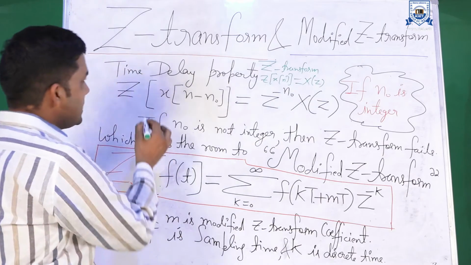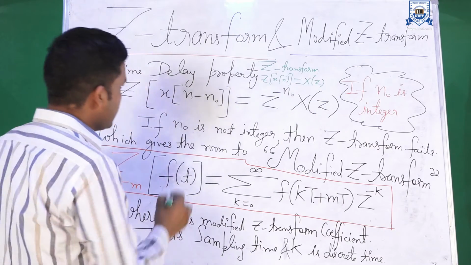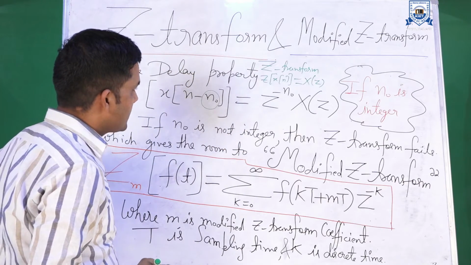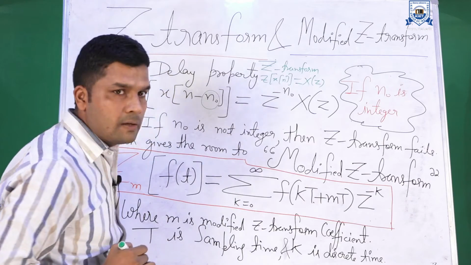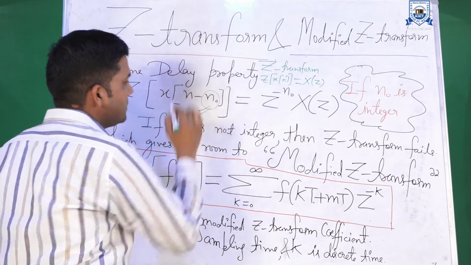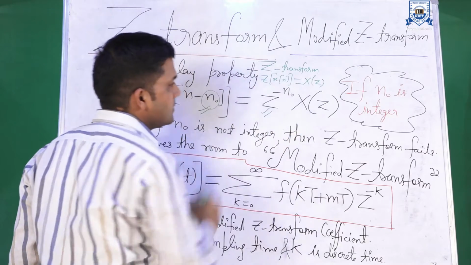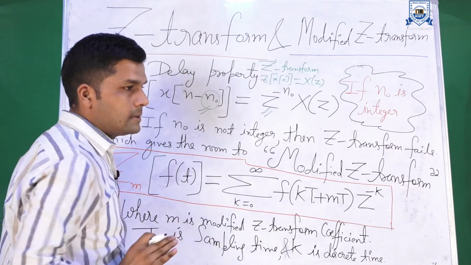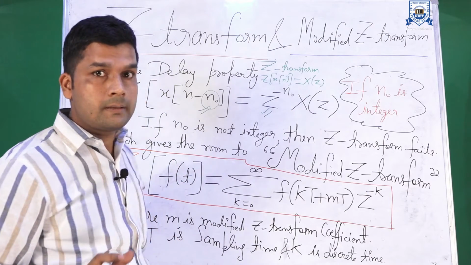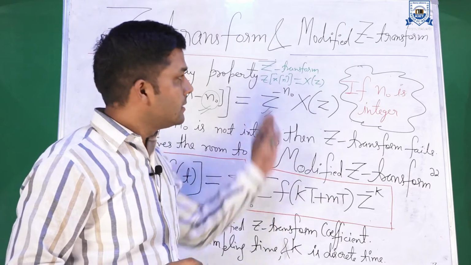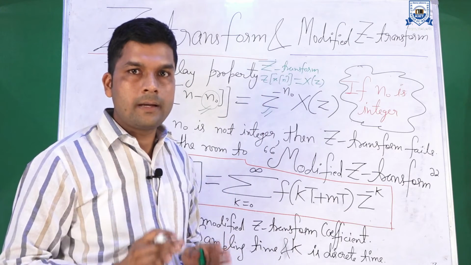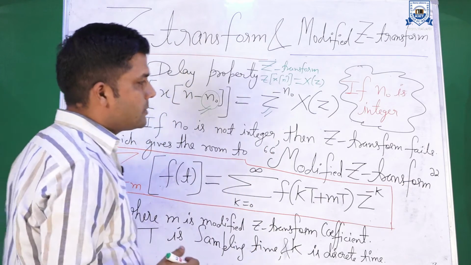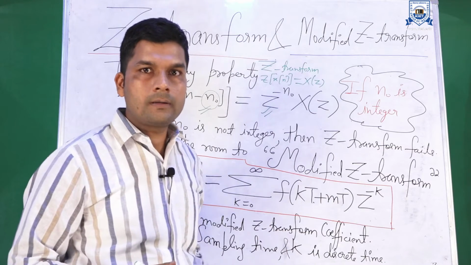Now, time delay property of Z transform states that if we have any delay of integer value, then this integer value is shown in the power of z, like this, if n naught is integer. But if n naught is not integer, meaning fractional, then this Z transform fails in digital control system, where modified Z transform takes room and is applied for those systems.